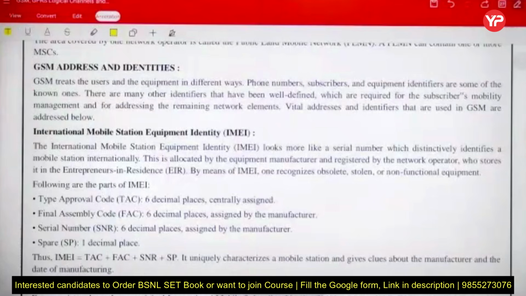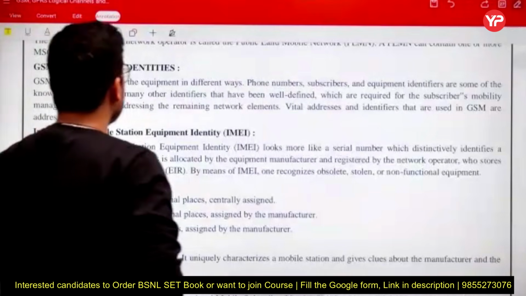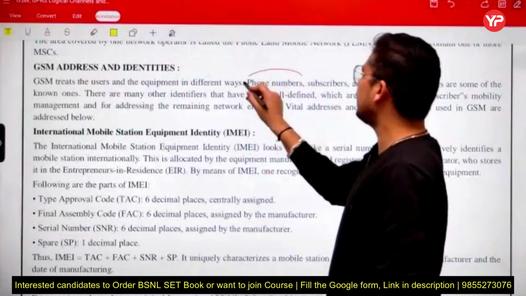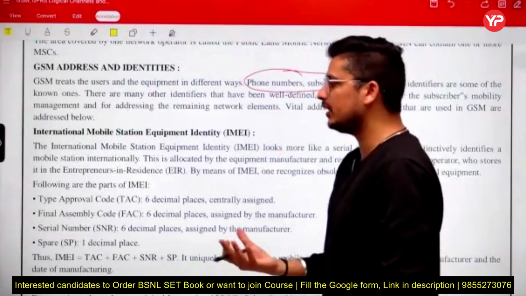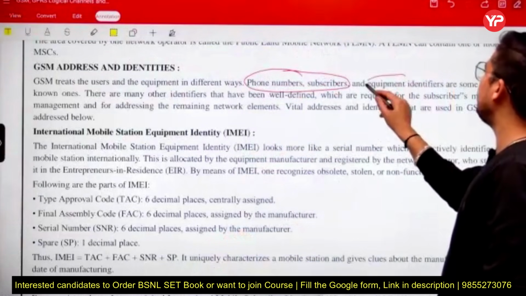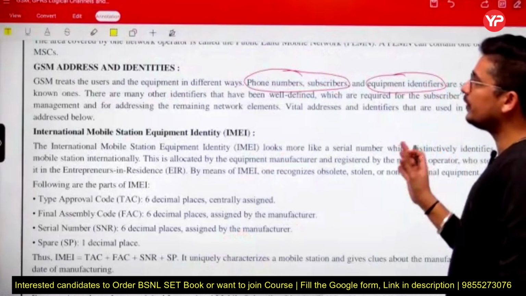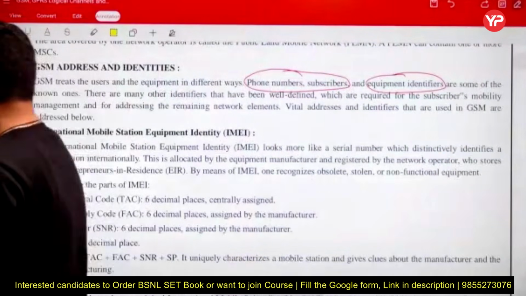Yes, yes. That's the thing I'm talking about, GSM architecture, network and all of that stuff. See, basically, whenever we are talking about GSM address and identity, GSM will treat the user and the equipment in two different ways, right? The first thing, it will use your mobile phone number or subscriber ID as your identity, meaning user identity, and another thing is equipment identity. Those are two different things, right? Two different things in a mobile phone.